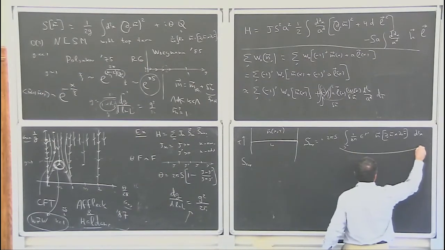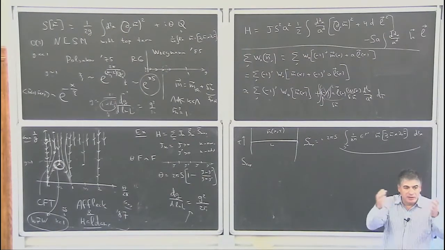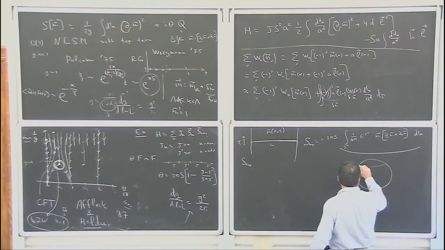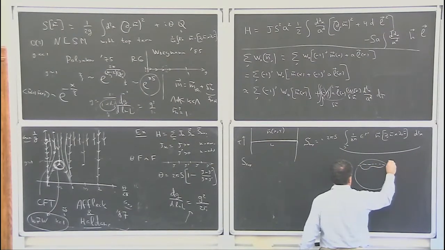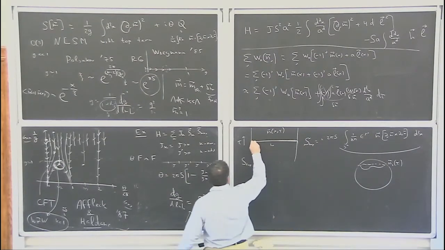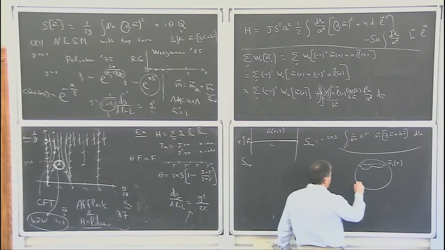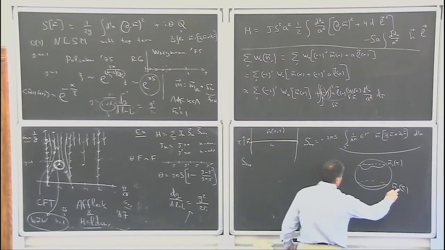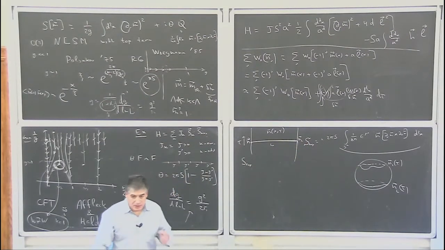This is an integer, which describes the wrapping number of the configuration of the n field, or space-time, around the n field target space, right? So it's something like this. Let me do it. So this is n1 of tau. n1 is the spin on the leftmost side. Then you have n_L of tau, where n_L is the spin on the rightmost side.